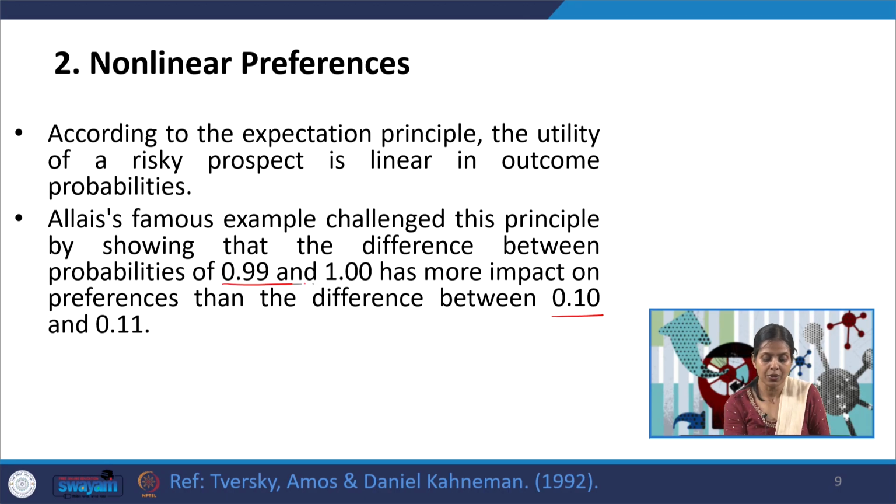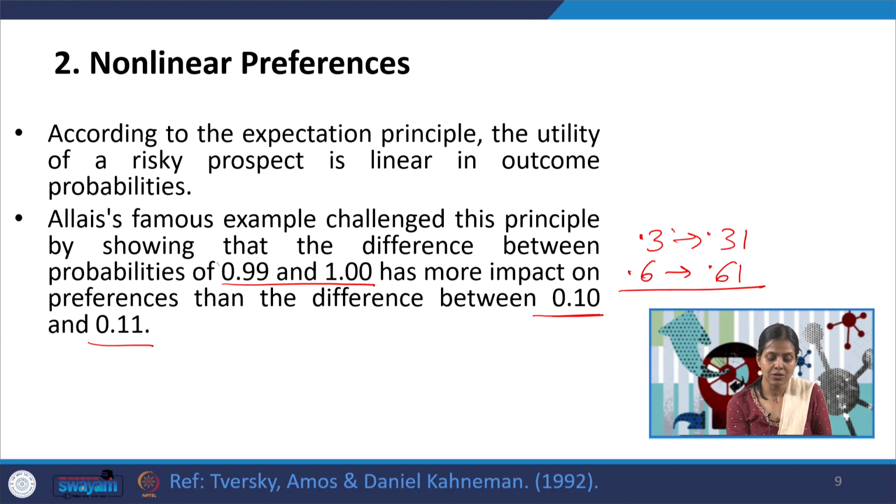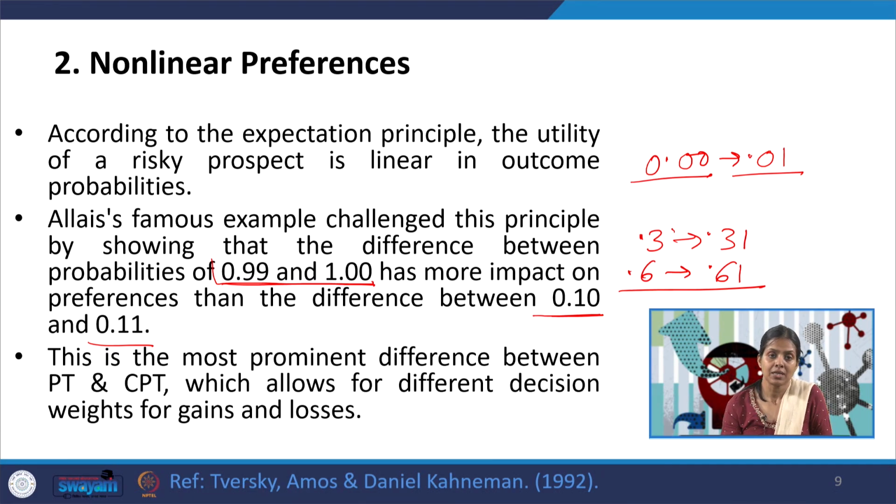Now, when you move from 0.99 to 1, that actually is much more impactful compared to when you move from 0.1 to 0.11 or say 0.3 to 0.31, 0.6 to 0.61. So, these are much less impactful as compared to this situation where you are actually moving from an uncertain situation to a certain one. In a similar fashion, moving from 0.00 to 0.01 is again much more impactful, because this is something which is impossible, not happening, and this is something which has certain probability of happening. This is the most prominent difference between PT and CPT, which allows for different decision weights for gains and losses.